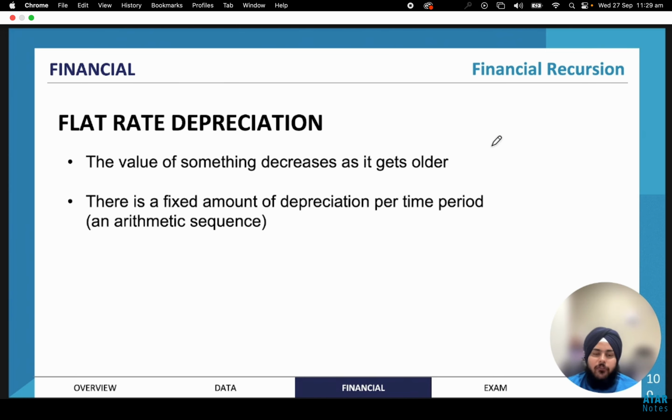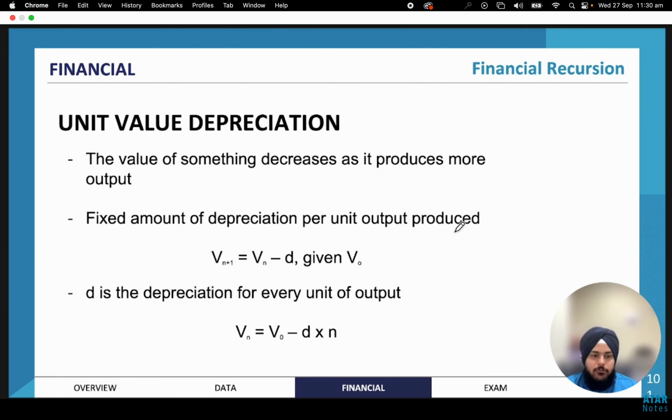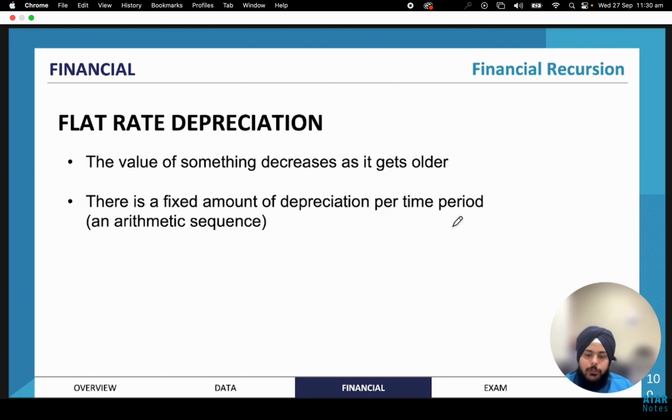Okay. So now we'll go over the different types of depreciation. Depreciation is essentially where the value of something decreases over time. For flat rate depreciation, it's going to decrease by a fixed amount in each depreciation period. This is therefore going to be an arithmetic sequence because it's decreasing by the same amount each period. The formula that we will usually use for flat rate depreciation is very similar to simple interest.